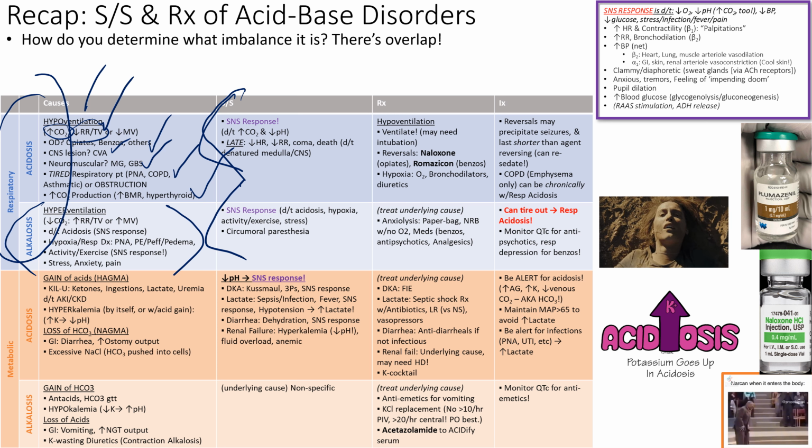Okay, and how do you fix hypoventilation? You can fix it by ventilating them. We can maybe do BiPAP if they meet criteria. Otherwise, they may need intubation, right? Sometimes we have to give naloxone, and what do they have to do?